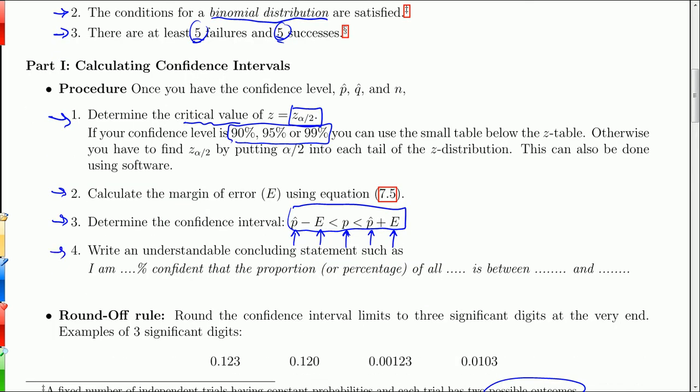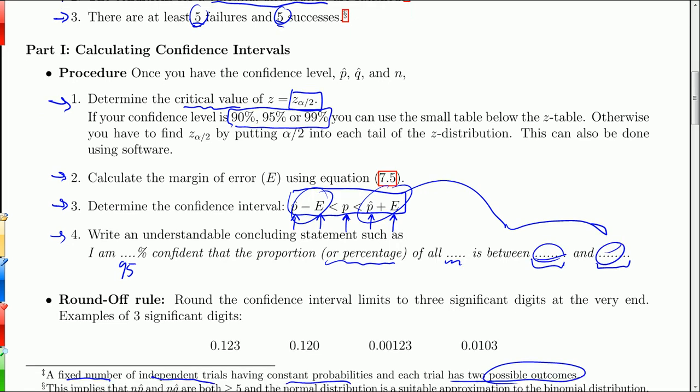Concluding statement: I am, say, 95, 99, or 90% confident that the proportion, or you can use percentage, of all whatever it is we're talking about is between, and this is where you put in your bounds. Your limit bounds go in here, right?